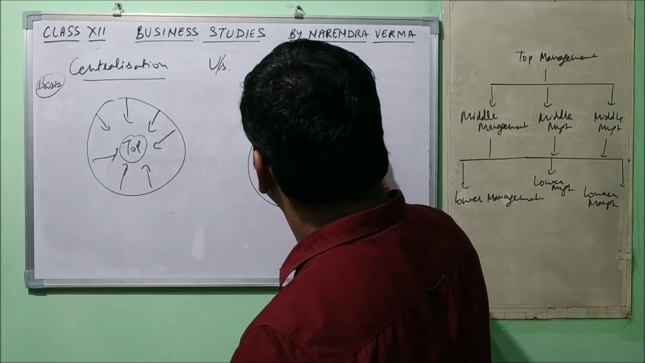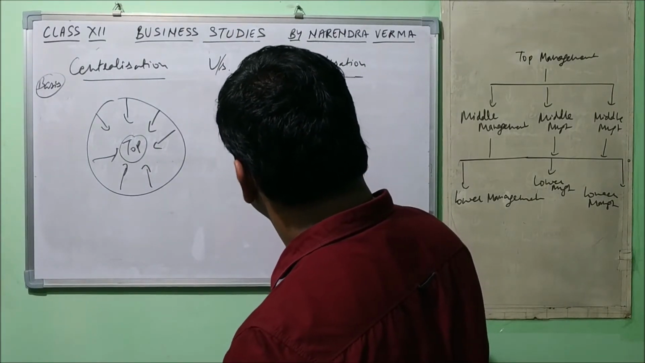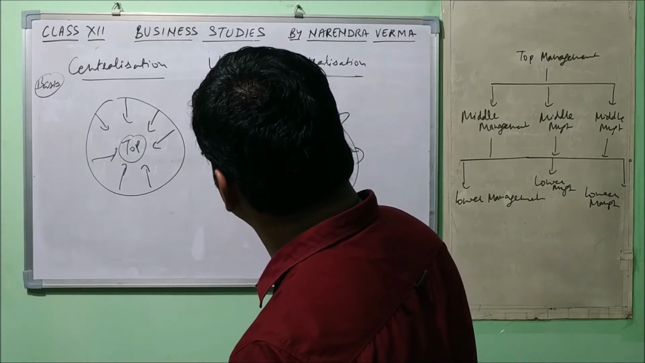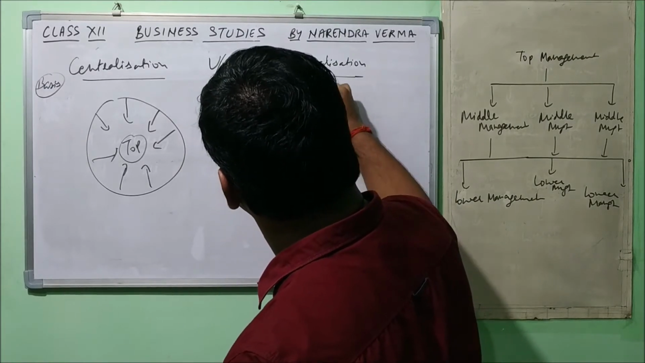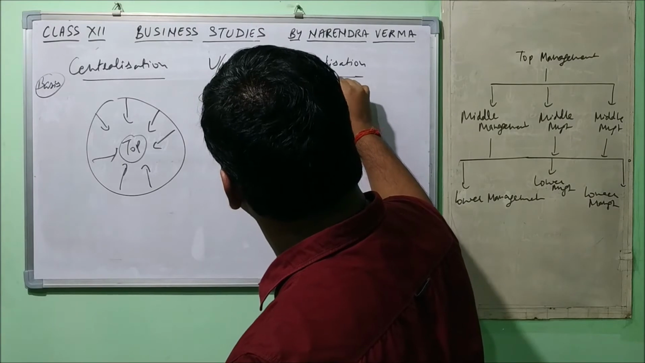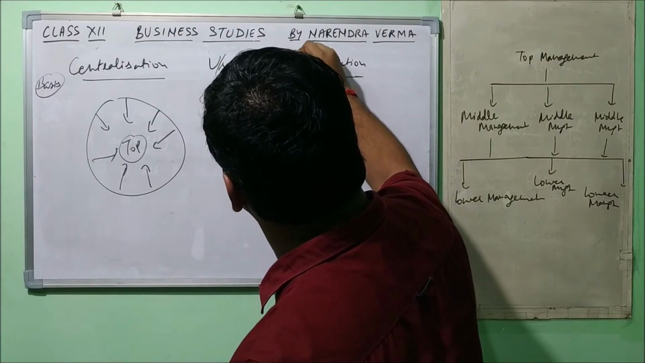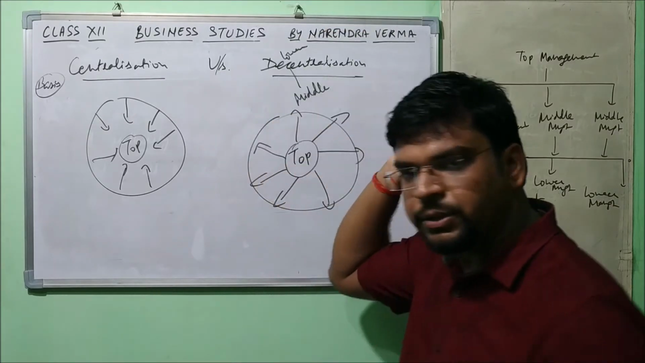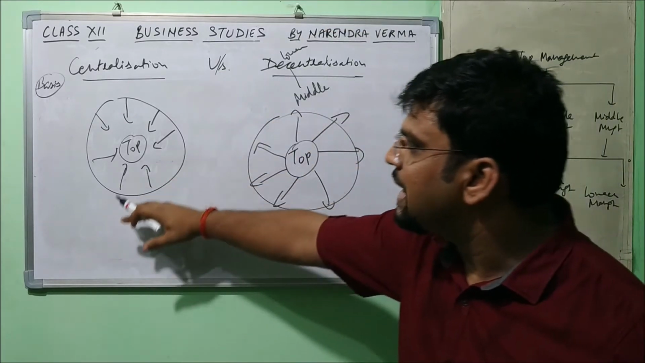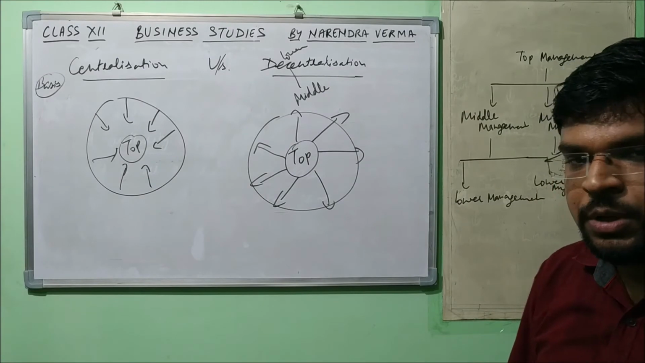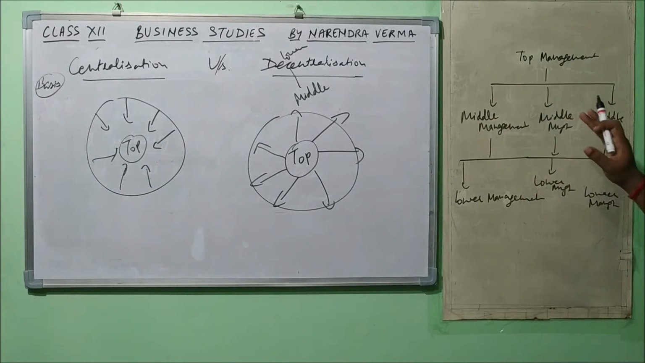But in decentralization, what happens? The power goes outside. It gets distributed. And who is there? Middle level managers, and after that, lower level managers. Understood the point? So this is centralization and this is decentralization. Here in this diagram also you can understand.